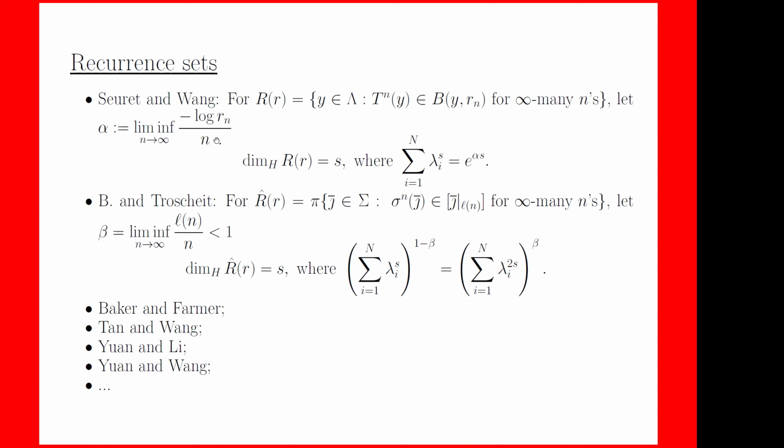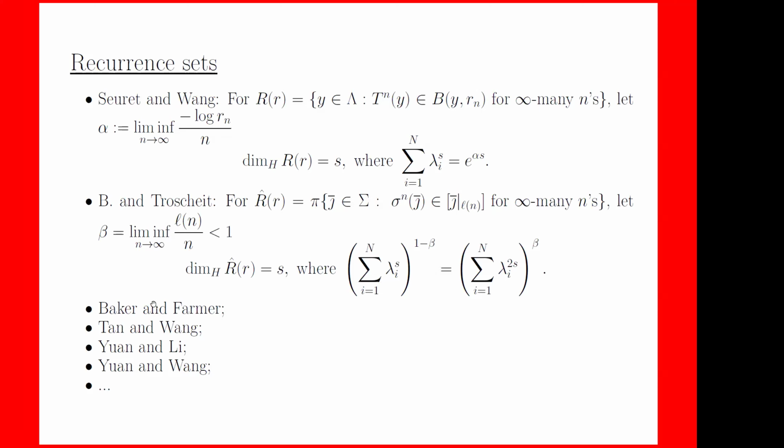Namely, we also need to assume about the length of the cylinders, you're interested in what is the linear growth. So Ln goes like n times beta, and you also need to assume that beta is strictly smaller than 1. Then the Hausdorff dimension of this symbolic recurrence set will be the unique solution of this equation. You see that there is some clear difference between these two.